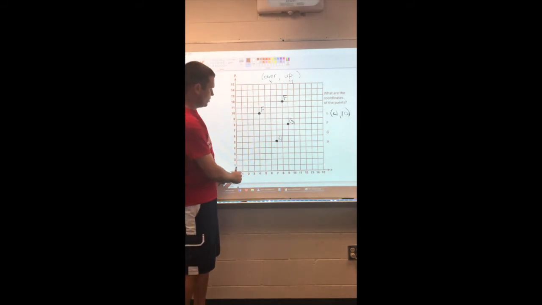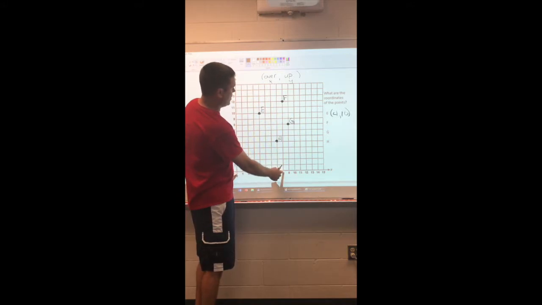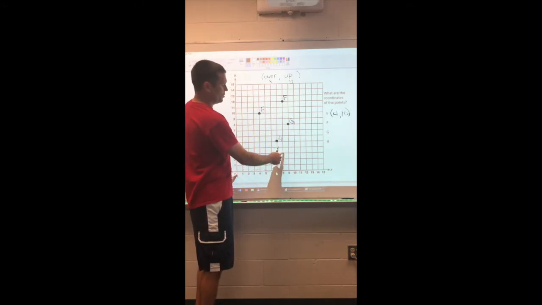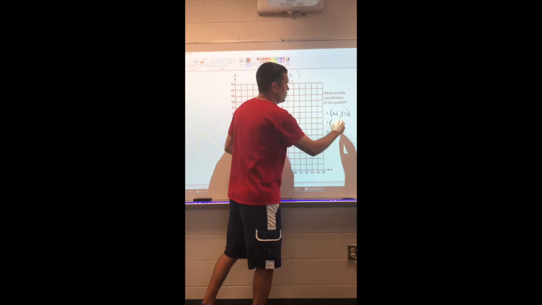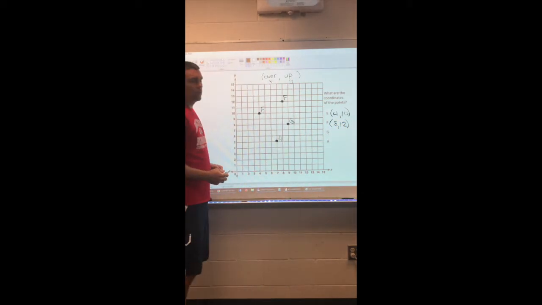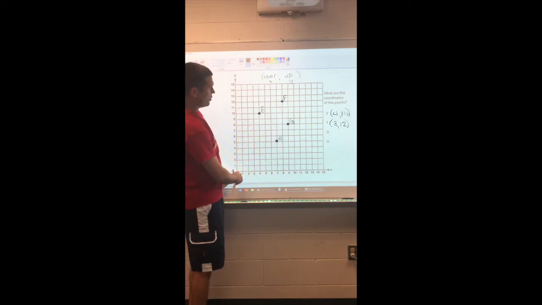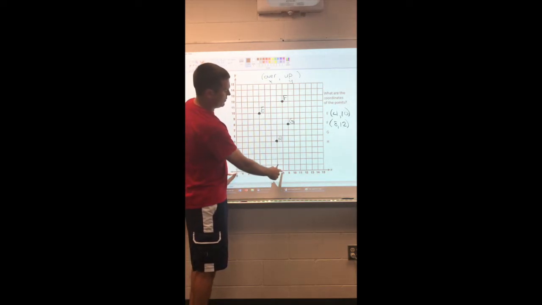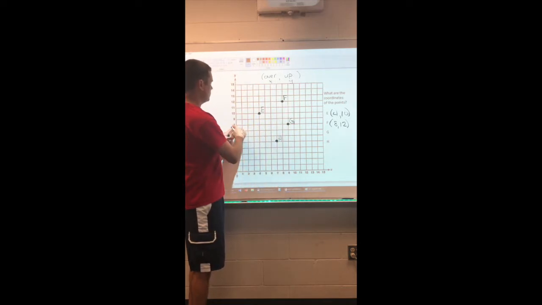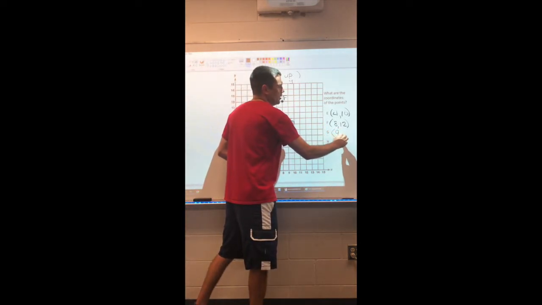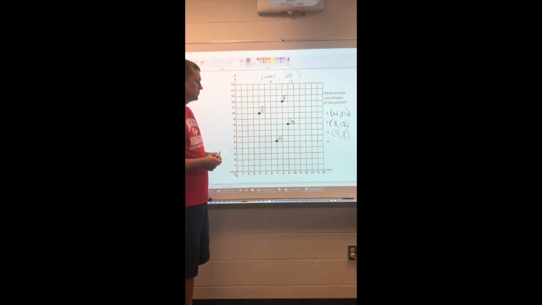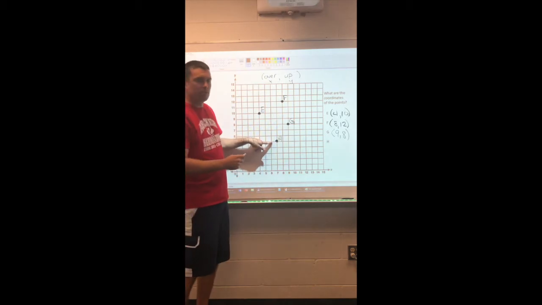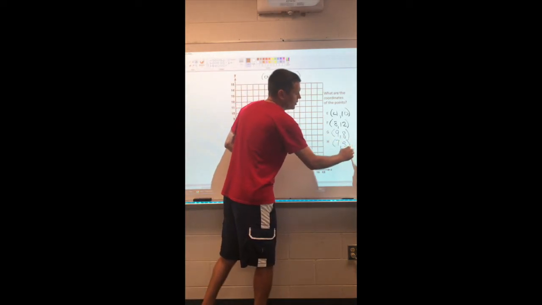For point F, the coordinates would be 1, 2, 3, 4, 5, 6, 7, 8, and then up 1, 2, 3, 4, 5, 6, 7, 8, 9, 10, 11, 12. So the coordinates for that point would be 8, 12. All right, for point G, I would go over 1, 2, 3, 4, 5, 6, 7, 8, 9, and then up 8. So the coordinates would be 9, 8. What would the coordinates for point H be? Well, let's see. It would be over 7 and up 5. So 7, 5 for point H.